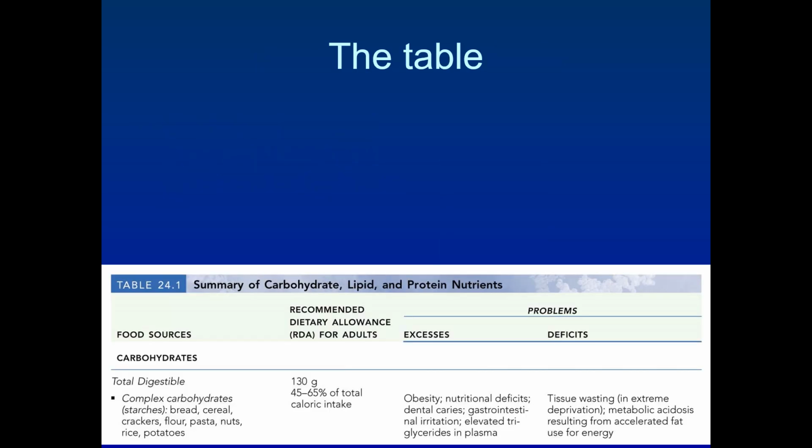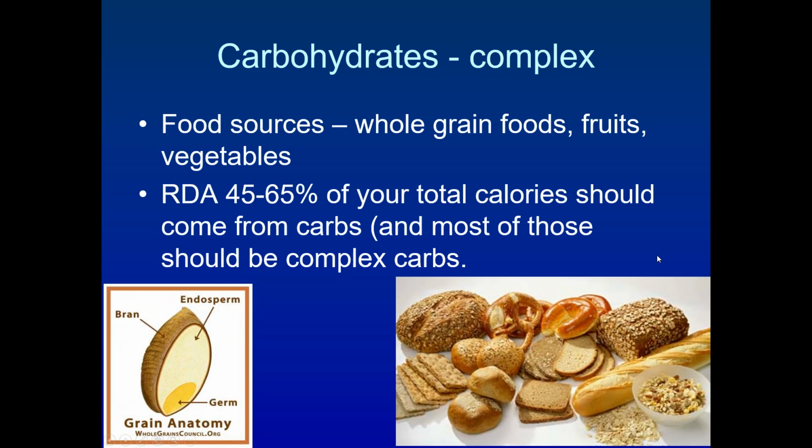What we're essentially going to be doing for the next little bit is completing the table that's at the bottom of page 1. We're kind of going to be formatting it after table 24.1 in the notes, and so I've got food sources, I've got your RDA, what happens if you eat too much or too little. I've also added a column for what do you need them for to begin with, and so that's what we're going to be talking about as we go through here.